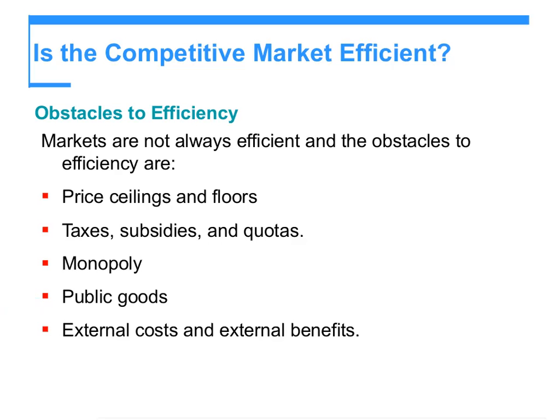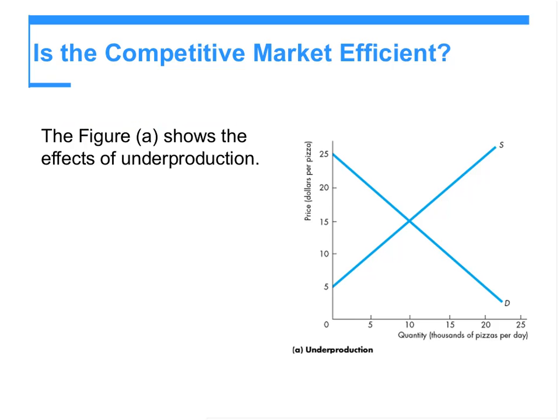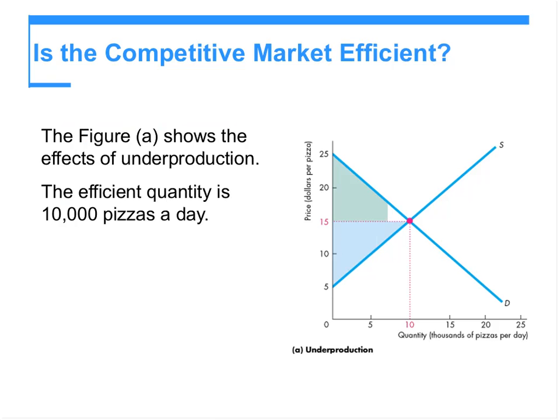So let's go further. Is the competitive market efficient? Again, continuing with that, let's talk about underproduction and overproduction. Obstacles to efficiency lead to underproduction or overproduction and create a deadweight loss, which is a decrease in consumer and producer surplus. Look at here. Figure A shows the effect of underproduction. Where is underproduction? Look at here, the efficient quantity is 10,000 pizzas a day. That is the equilibrium that we were explaining.